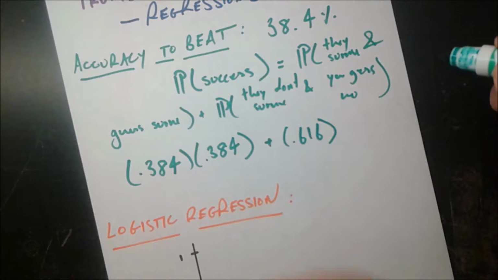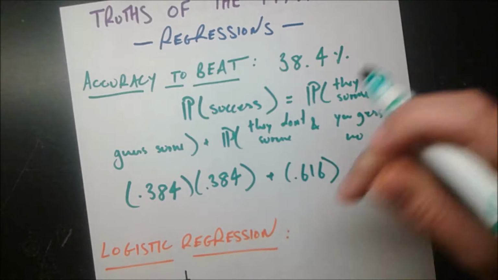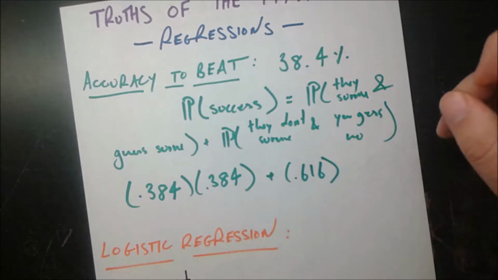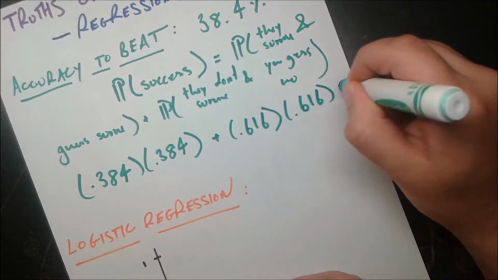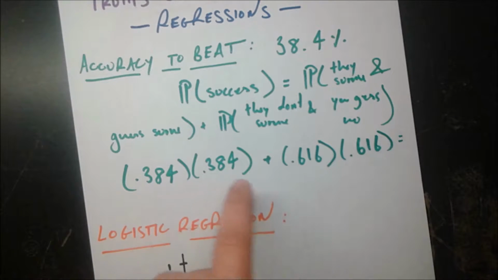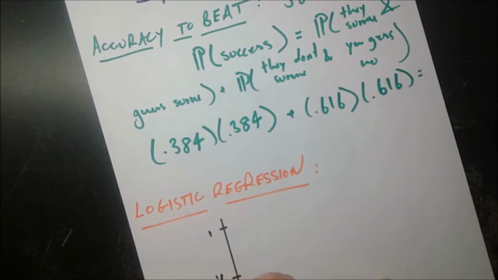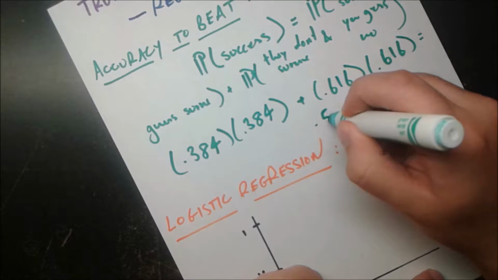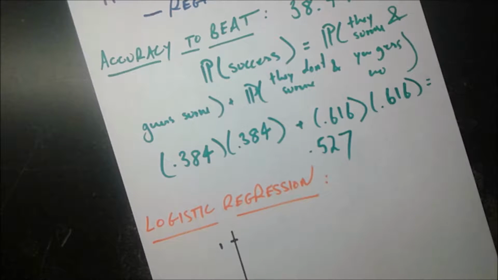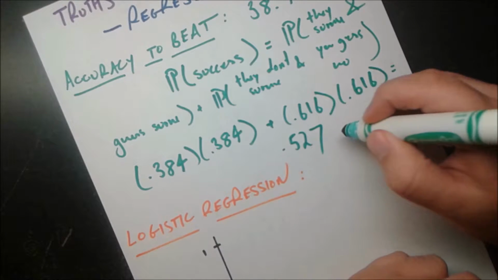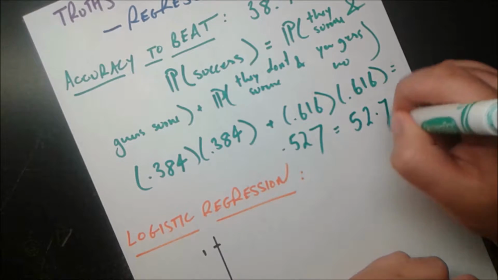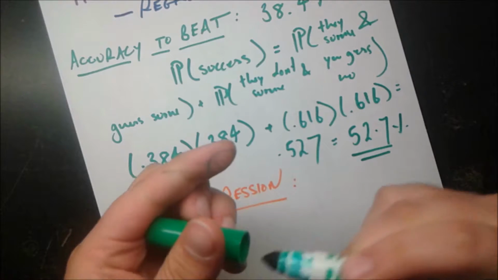And what's the probability that you guessed that they didn't survive, which is the probability that your spinner lands in the don't survive region? That's 0.616. So if we add 0.384 squared plus 0.616 squared, we get 0.527. Which means that your probability of success of guessing any person that comes to you correctly is 52.7%. This is the probability to beat, and this is why.